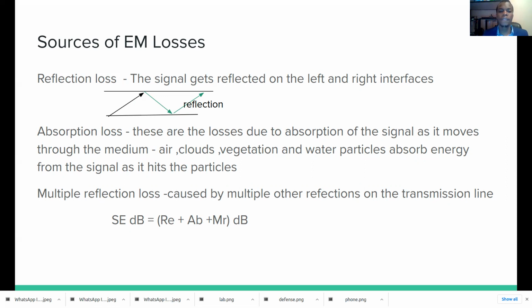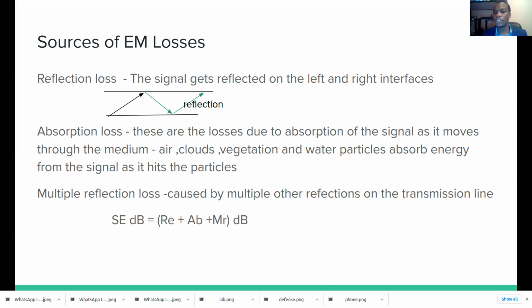Absorption is caused when the signal moves through a medium, for example, through air. Then there are air particles, clouds, vegetation, water droplets. When these signals hit the dust particles and the water particles, they transfer that energy, because it's basically energy. They transfer it and make the particles vibrate or move. It transfers that energy, and that causes the loss.